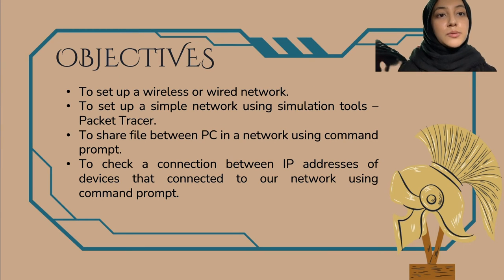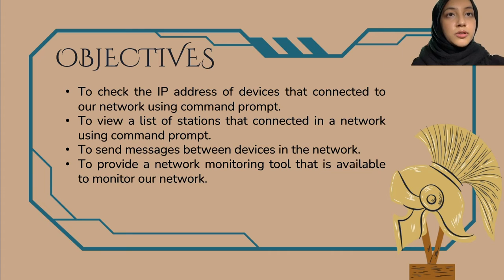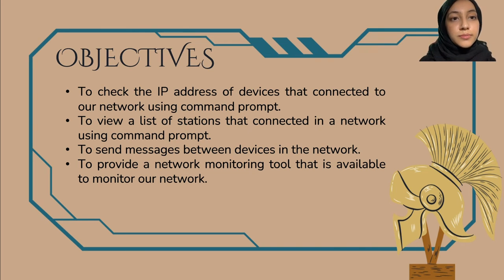Moving on to the objectives, we have 8 objectives, namely to set up a wireless or wired network, to set up a simple network using simulation tools, which is Packet Tracer, to share files between PCs in the network using command prompt, to check a connection between IP addresses of devices that are connected to our network using command prompt, to check the IP addresses of devices that are connected to our network using command prompt, to view a list of stations that are connected in a network using command prompt, to send messages between devices in the network, and lastly to provide a network monitoring tool that is available to monitor our network.